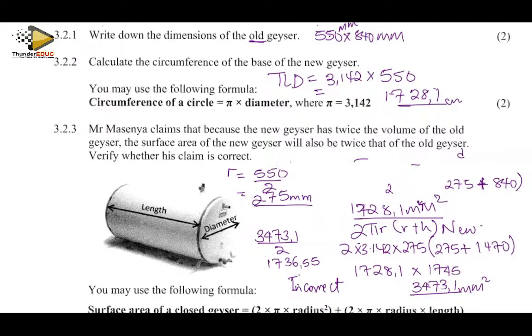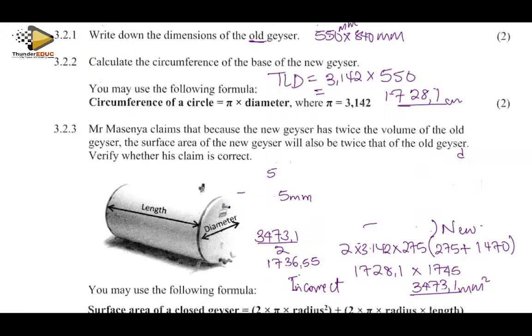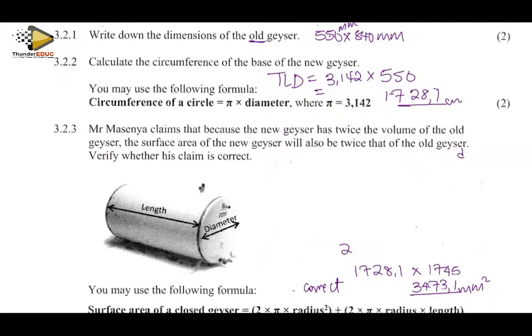All right, let's repeat this and see. Remember, we are finding out whether the surface area of the new geyser is twice that of the old geyser. What we need to know is the surface area of the new geyser, and the surface area of the old one, and we need to compare the two.